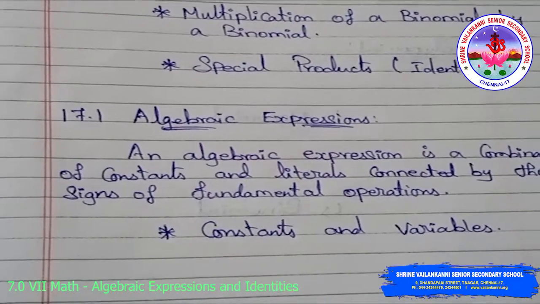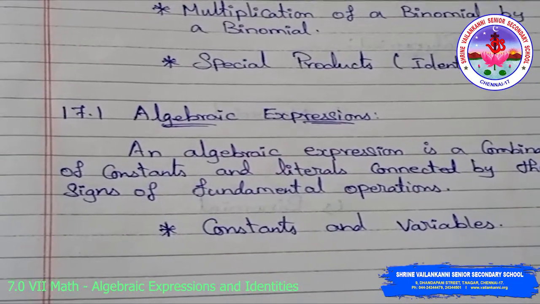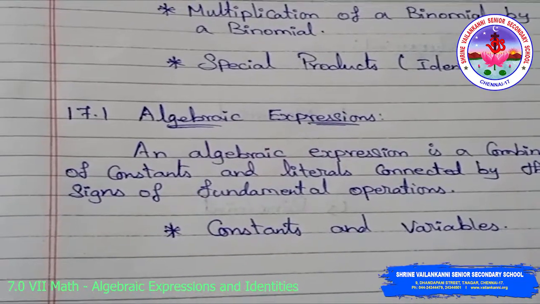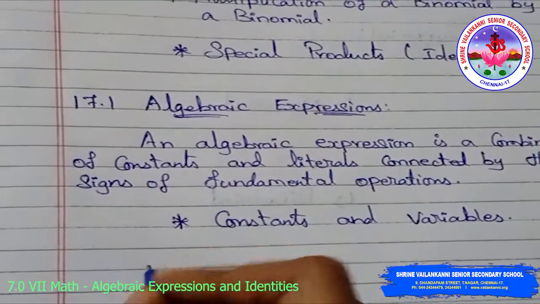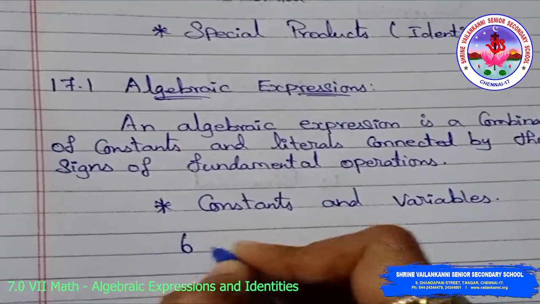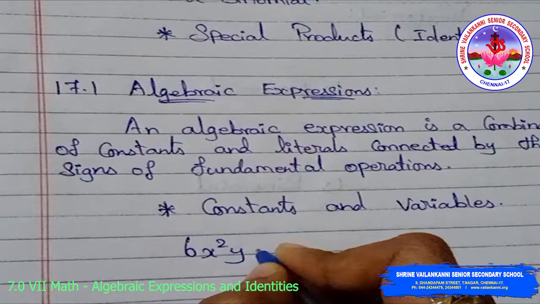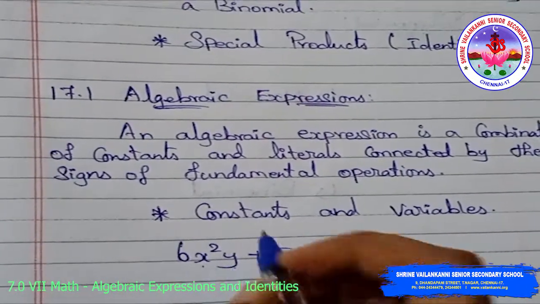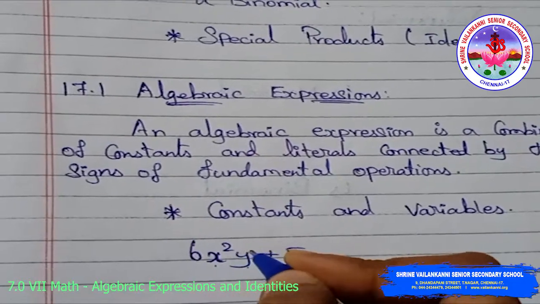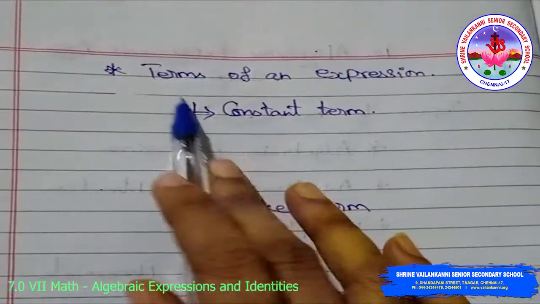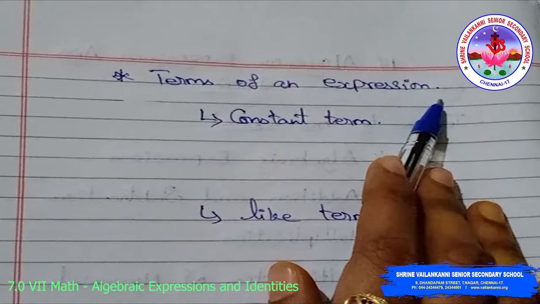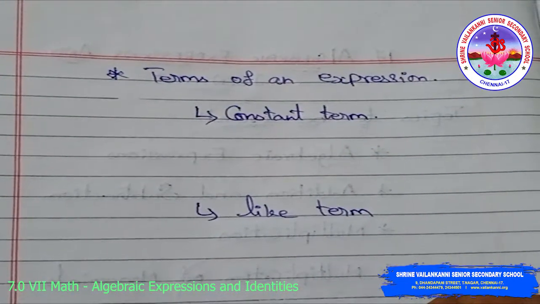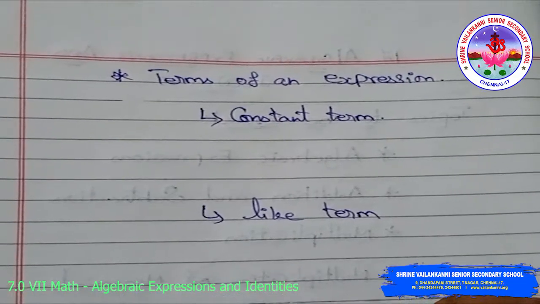Unknown numbers represented by an alphabet such as a, b, c, p, q or x, y, z are called literals. Here the algebraic expression is 6x squared y plus 5. Here 5 is a constant, x and y are literals, that is variables. The next one is terms of an expression. The terms of an algebraic expression are parts of the expression separated by positive or negative signs.